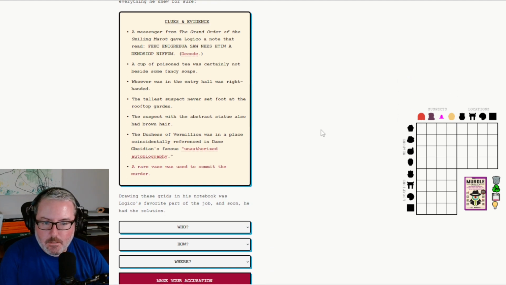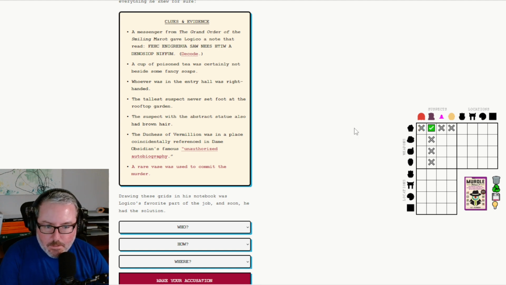Okay, so a messenger from the Grand Order of the Smiling Marot gave Logico a note that read, now this is another jumbled up one, and it looks like it's just backwards again. Chef Aubergine was seen with a poisoned muffin. Okay, so which one was the poison? Oh, okay, that one. Which one is Chef Aubergine? That was this one. So you've got the muffin.